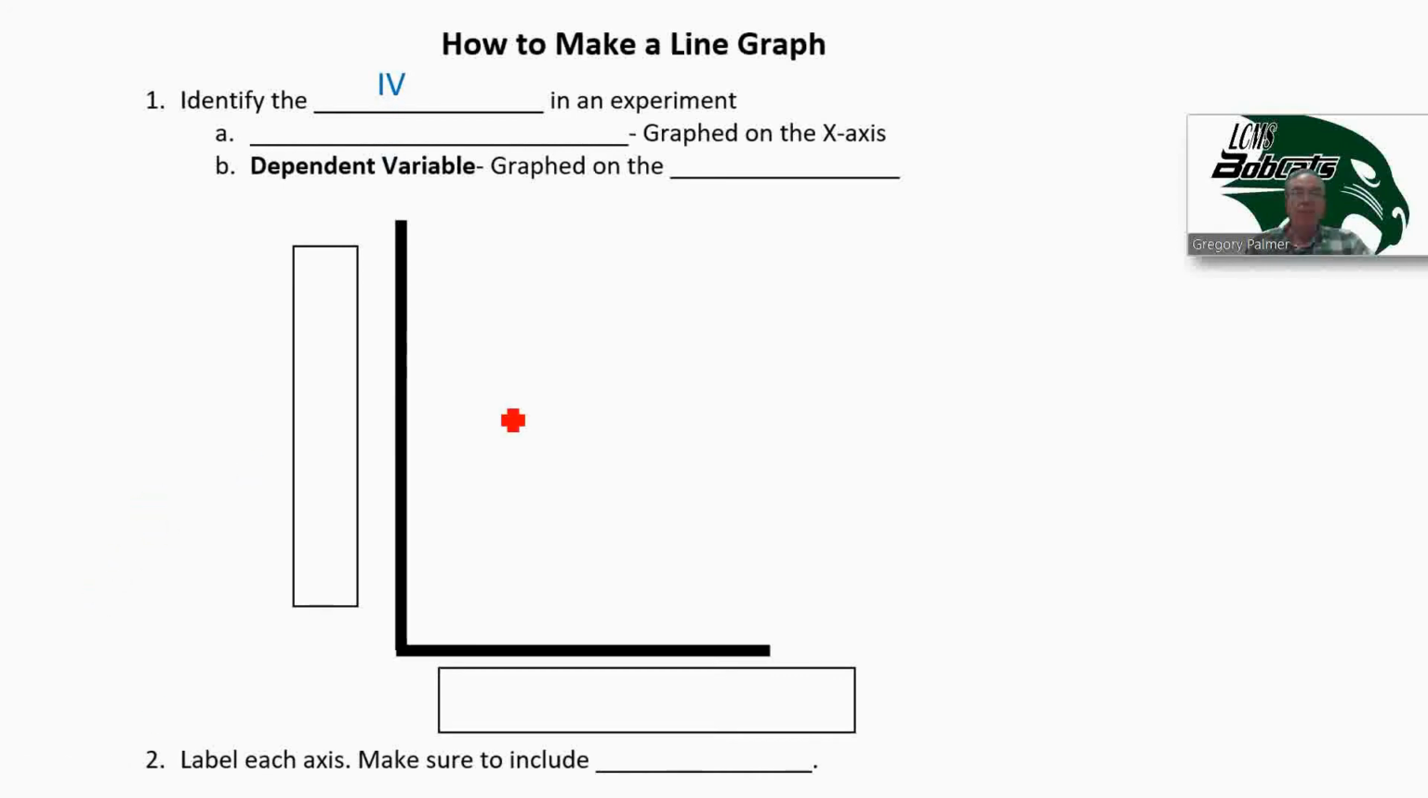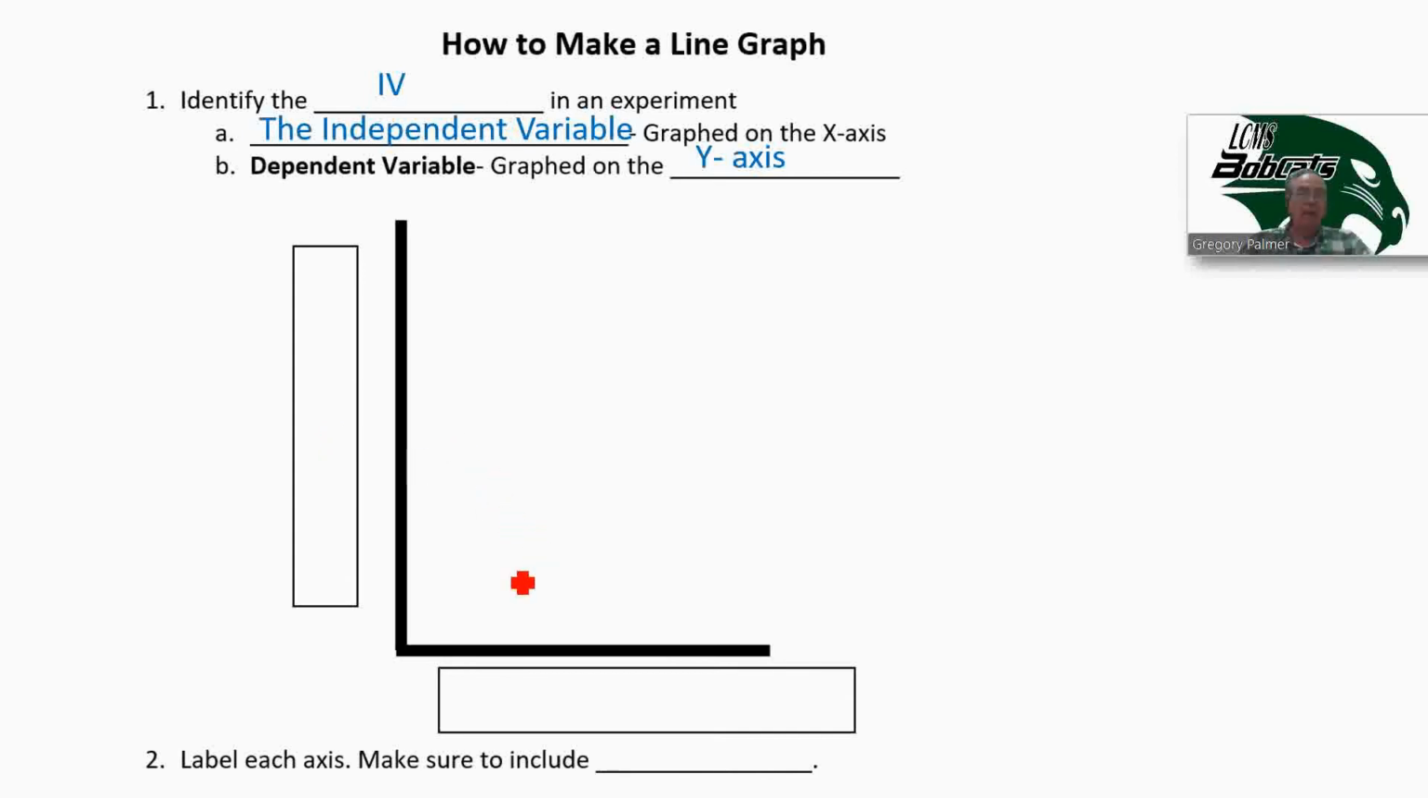When you make a graph, you identify the IV in the experiment. The IV is the independent variable. It's the one that's independent. It's the one that you get to change. The independent variable is graphed on the x-axis, so it's going to go down here at the bottom. The dependent variable, what depends on the independent variable, goes on the y-axis.